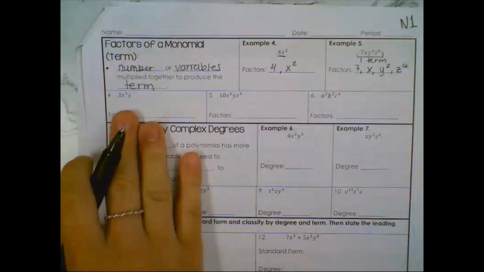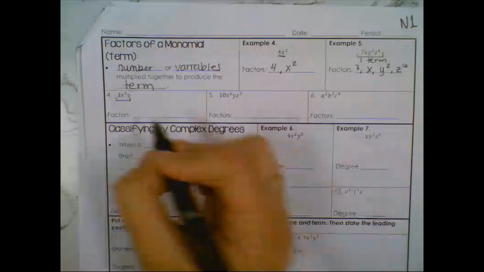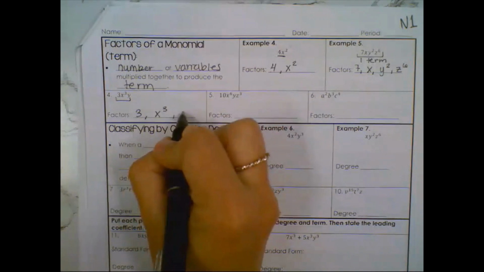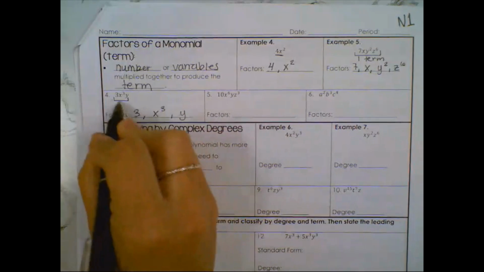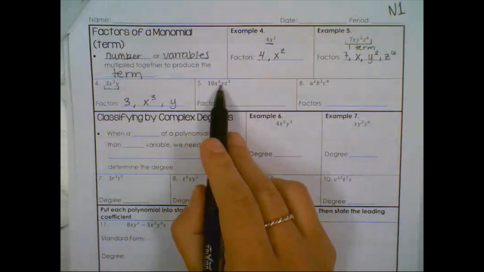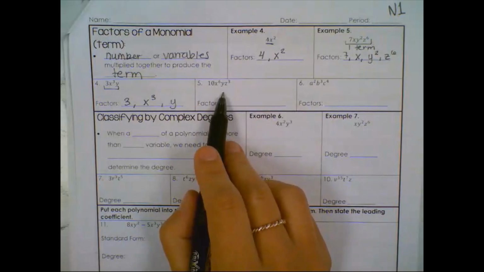This one right here is a complex term. All of the factors making up this individual term are 3, x to the 3rd, and y. So 3 factors making up the one term. Go ahead and try this one on your own. Pause the video and try it on your own, and I'm going to go ahead and do it too. When you finish, start the video again.